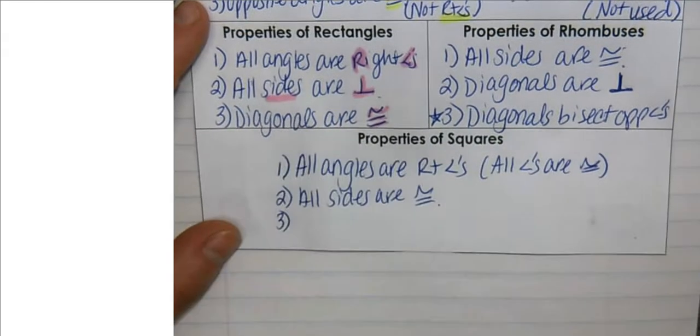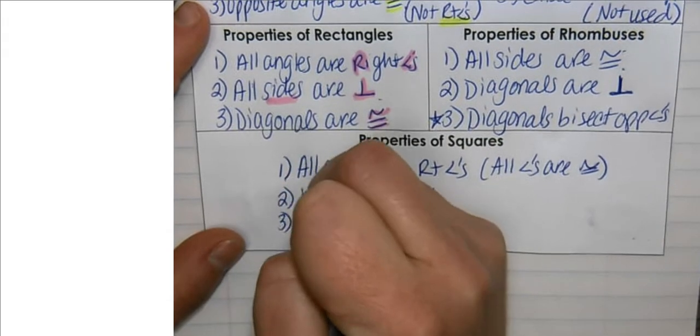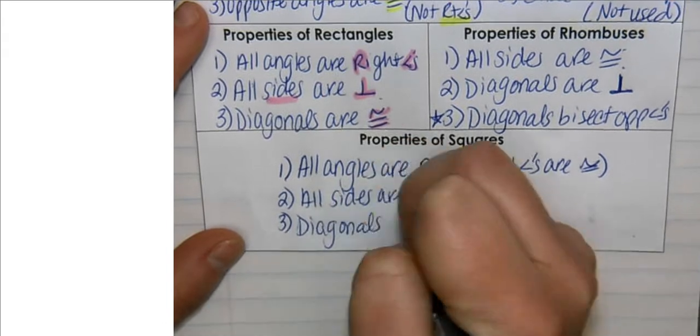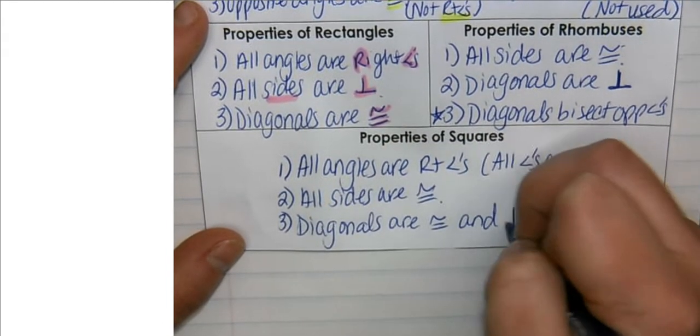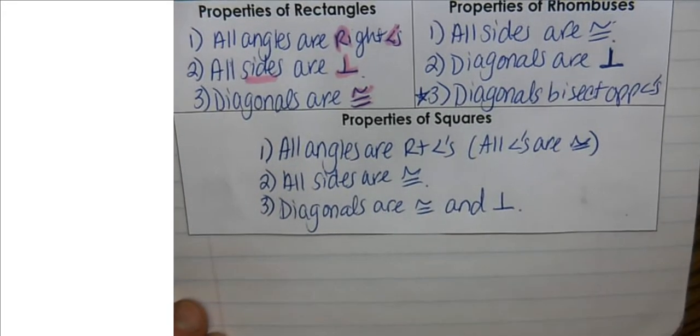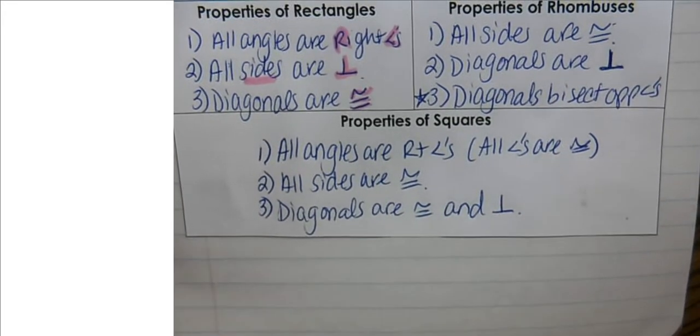And the third thing is that the diagonals are congruent to each other and perpendicular to each other. So those are the main things that I want you guys to know about squares.